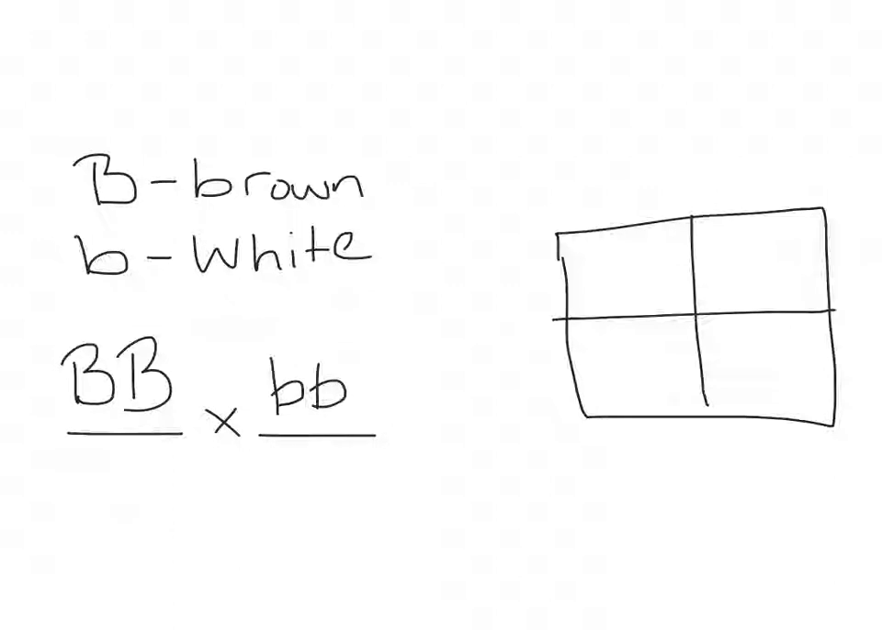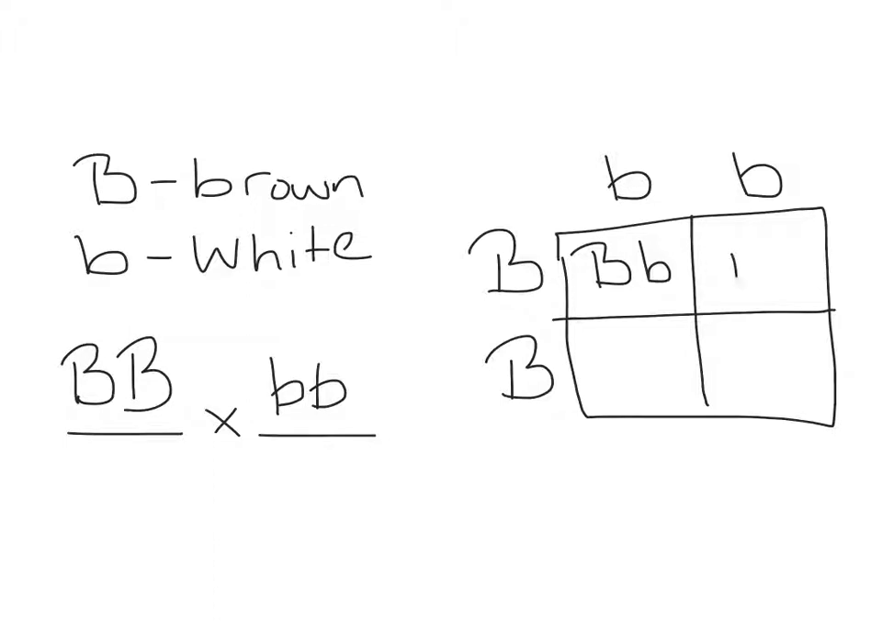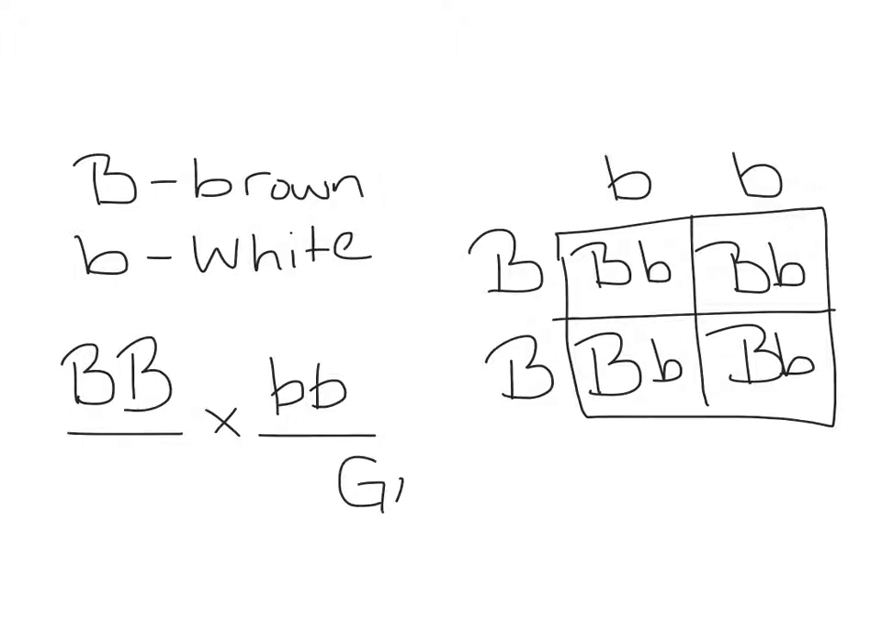Okay, so first parent is big B, so we're going to put a big B here and a big B there. Second parent is little b, so we'll put those gametes on the top of our square. Once we have that, we're going to fill in our square. So one gamete from each parent. And then we have to go back to the problem and answer what is actually asked. So this problem wants to know the genotypic ratio, which is what letters are actually in our box.